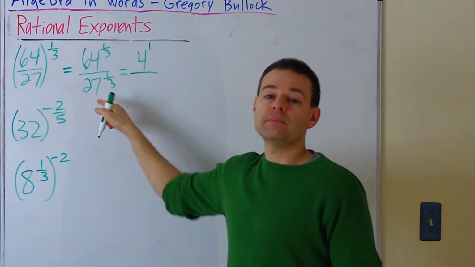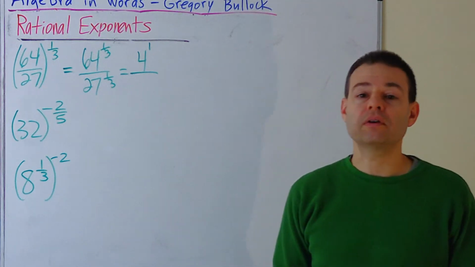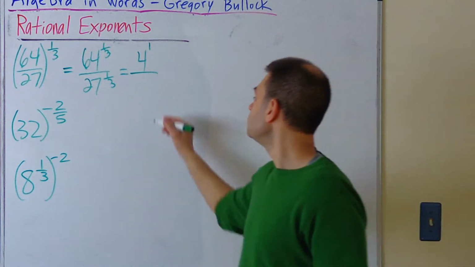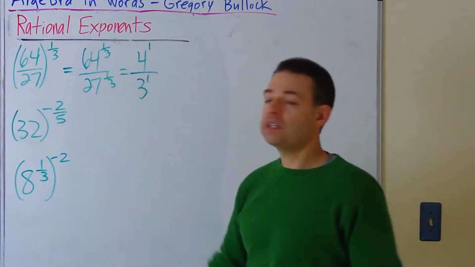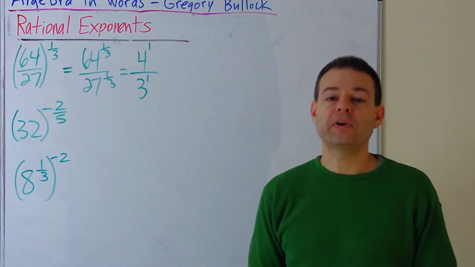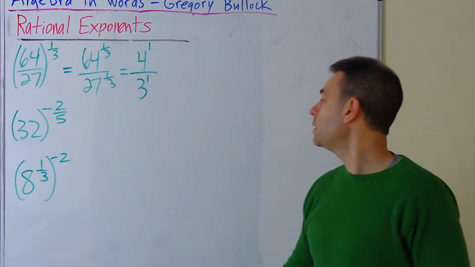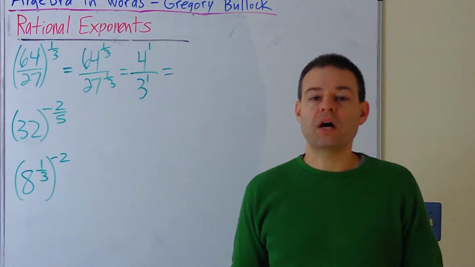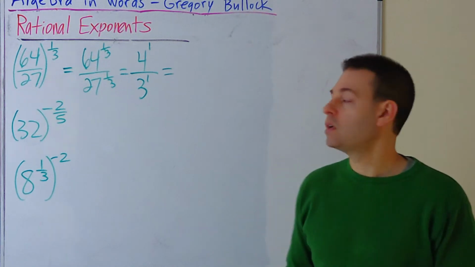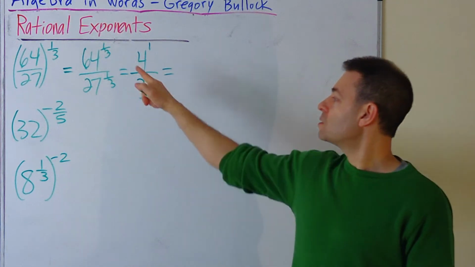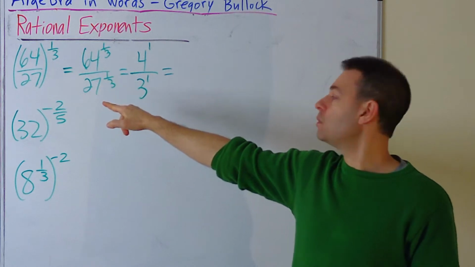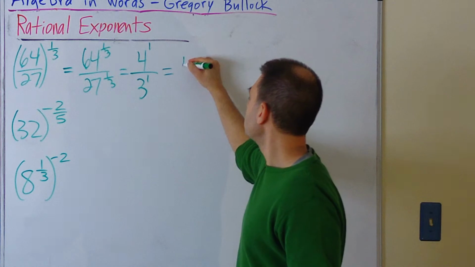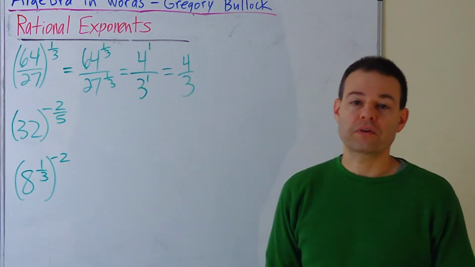And then in the bottom, 27 to the 1/3 means the cube root of 27, and that equals 3. And we didn't apply the numerator of the rational exponent, 1, yet, so I wrote it. But as we know, raising anything to the power of 1, you can just remove the 1 because it equals itself, the base. So in summary, 64 over 27 raised to the 1/3 power equals 4/3.